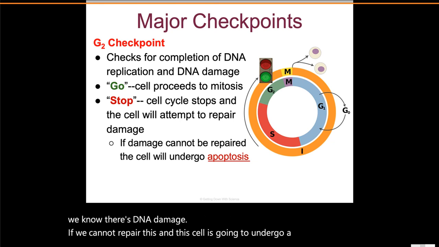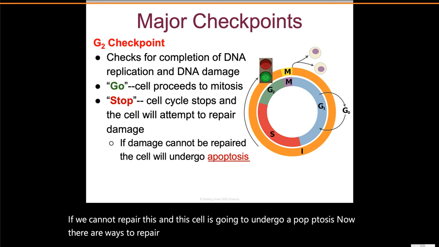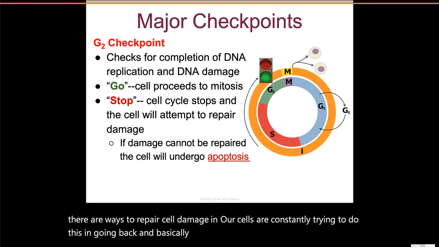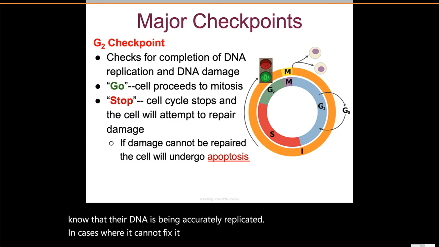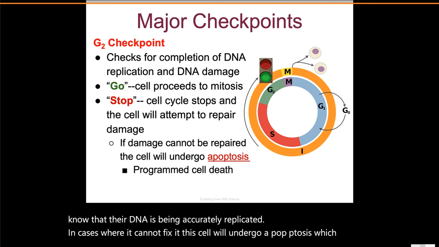Now, there are ways to repair cell damage, and our cells are constantly trying to do this, going back and basically double checking or proofreading so that they know that their DNA is being accurately replicated. In cases where it cannot fix it, the cell will undergo apoptosis, which is a programmed cell death.